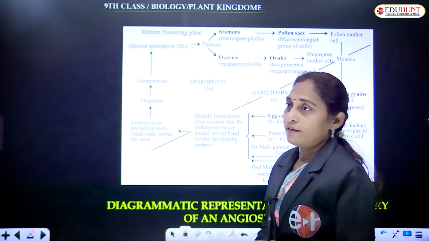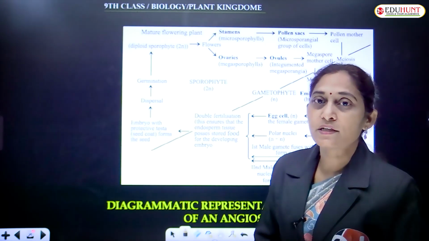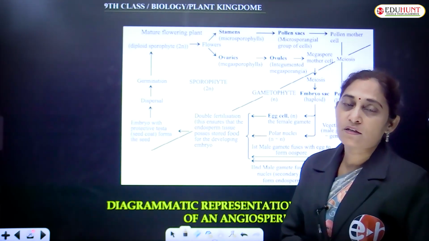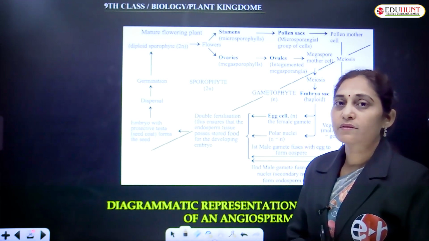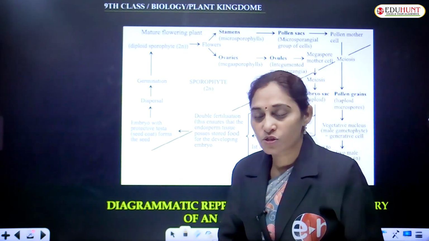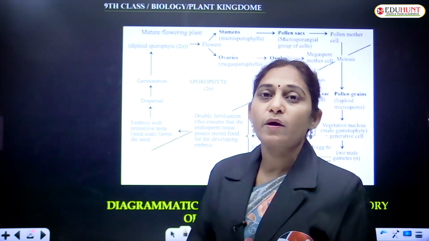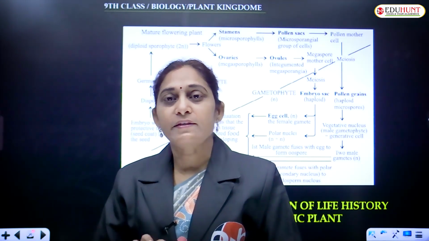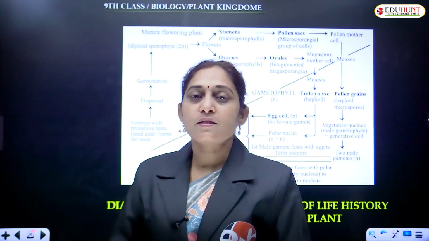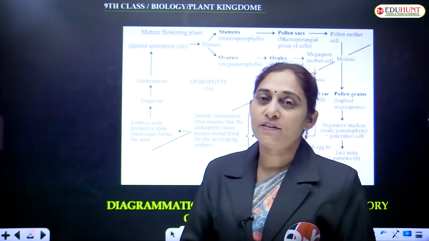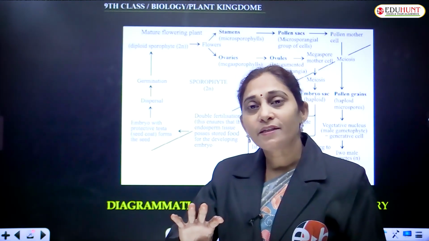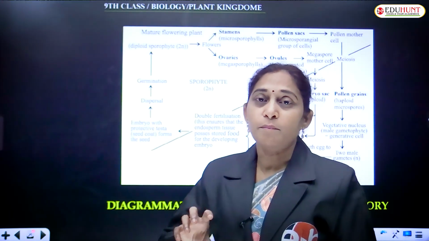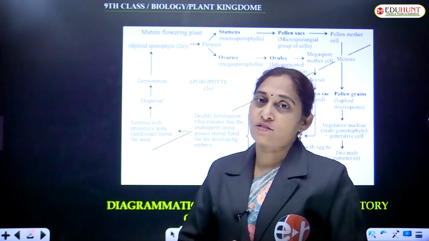We have been discussing the angiosperm life cycle. A plant life cycle has two different phases. One is the gametophytic phase, which is a haploid phase, and the second one is the sporophytic phase, which is a diploid one. Both phases alternate with each other. This is called the alternation of generation, and by alternating these two phases, they complete their life cycle.